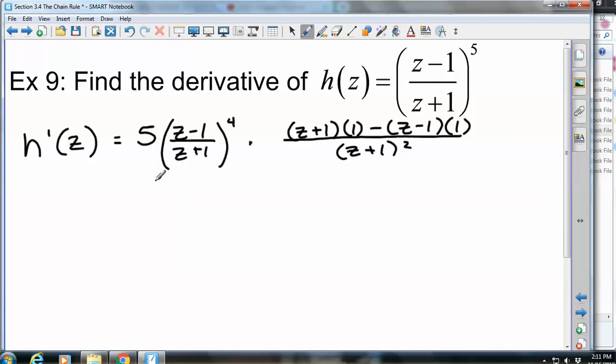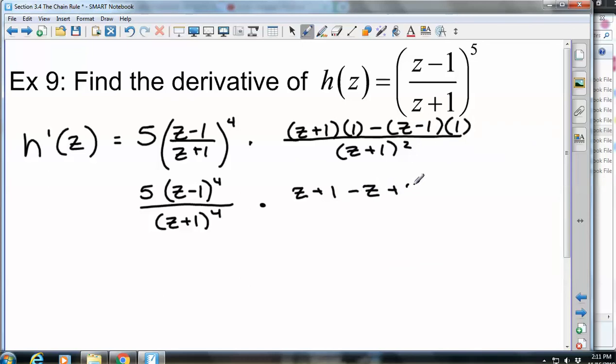Let's clean this up. I am going to rewrite this as z minus 1 to the 4th power over z plus 1 to the 4th. This one, z plus 1 times 1 is just z plus 1. This would be z minus 1, but you have to distribute the negatives, so minus z plus 2 over the z plus 1 squared.